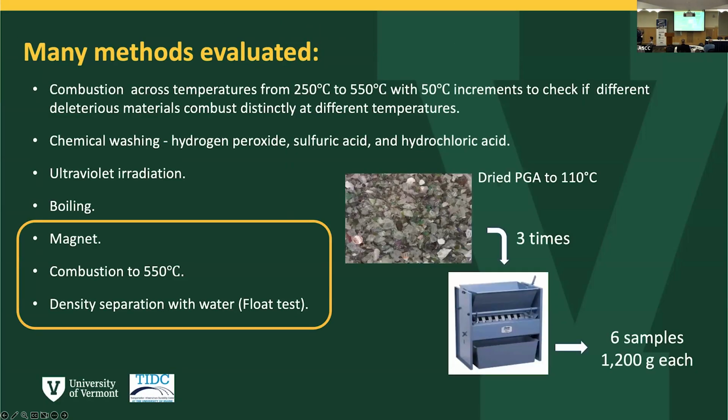So whatever PGA sample we would get, you would dry it out to 110 degrees, pass it through this universal sample separator for 3 times, just to make sure it's well mixed, and pick 6 samples from it at 1200 grams each. And then we ran all of our testing on these 6 samples.